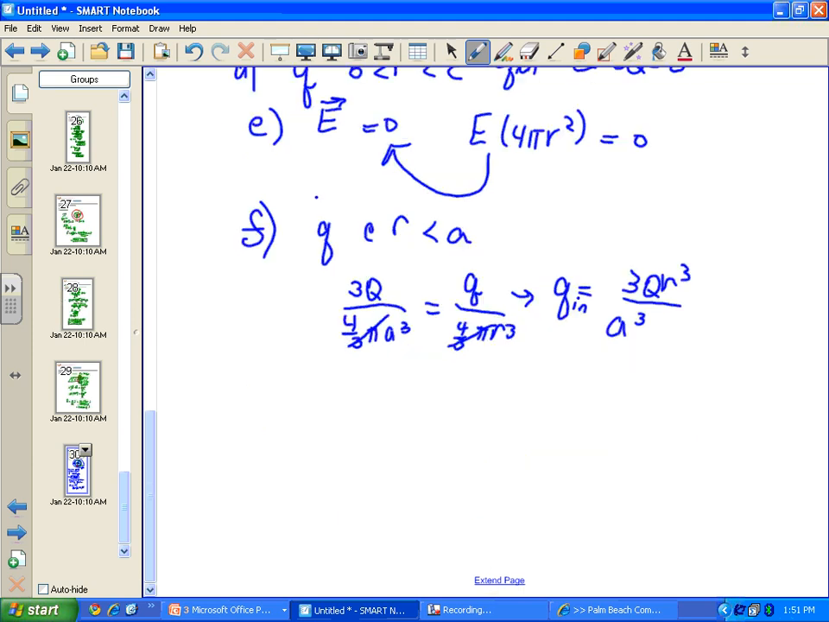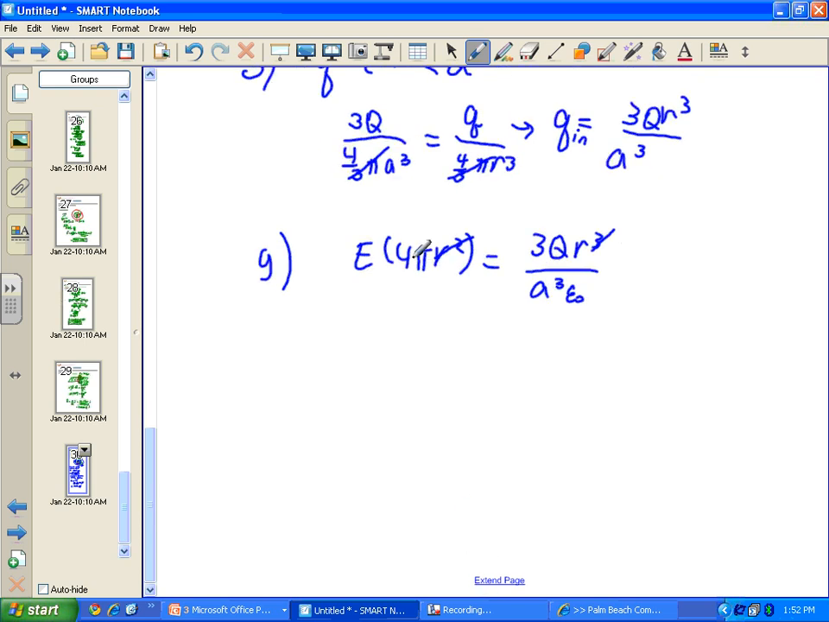over a cubed. Well, now we're ready for the last part, which is to find the electric field at this location at r less than a. Well, E times 4 pi r squared, the area of our Gaussian sphere, equals Q inside, 3q r cubed over a cubed epsilon naught. Notice that two of these r squared cancel, and we're left with 4 pi epsilon naught is k. E is equal to k times 3qr over a cubed, in the r hat direction.